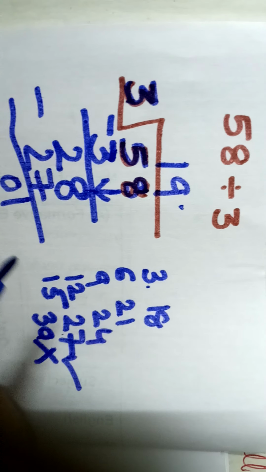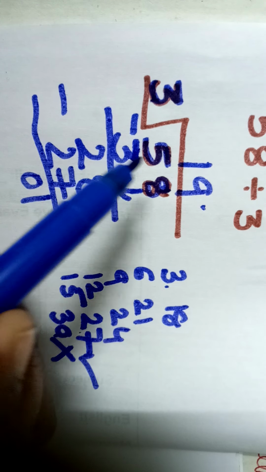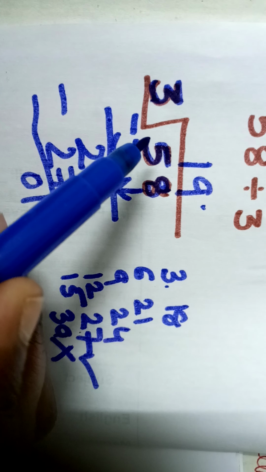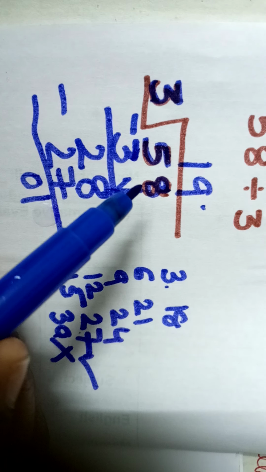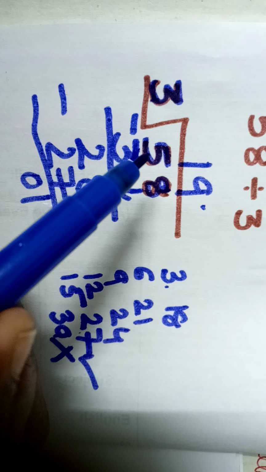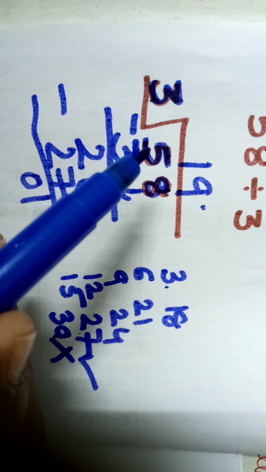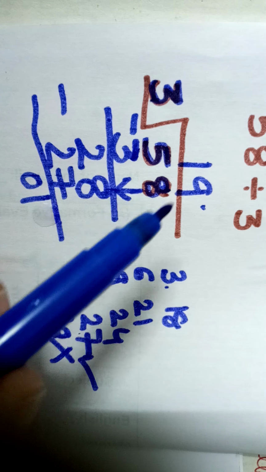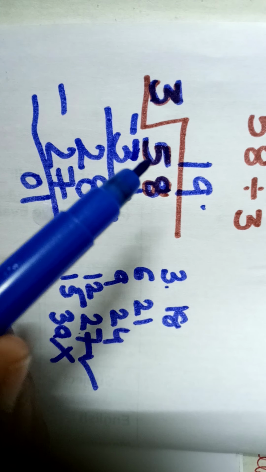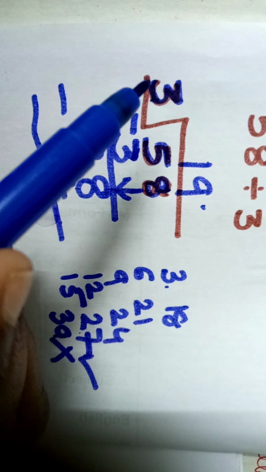So you understand now? You have to take one digit at a time when you cannot divide the full number. Why can you not divide the full number? Because the first digit is bigger than the divisor. When the first digit is bigger than the divisor, then you cannot divide the full number. Then you have to divide one digit at a time. You cannot divide 58 by 3 fully.